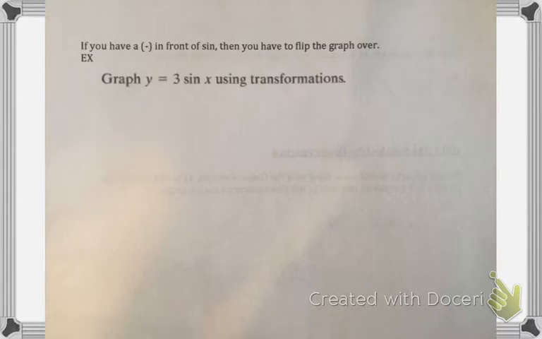y equals 3 times sine x. The 3 is the only thing we have to worry about, otherwise this looks normal. The 3 represents the amplitude, so a equals 3. What does this mean? That means that every value that I have for the graph that we just did, we're going to multiply by 3, because this says 3 times sine of x.